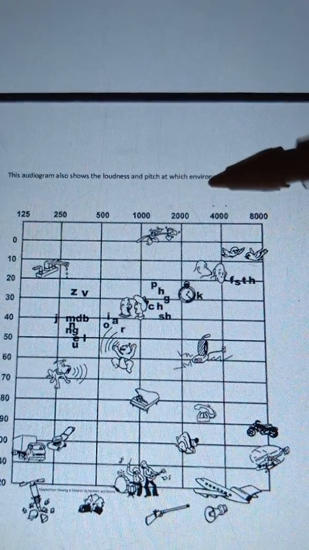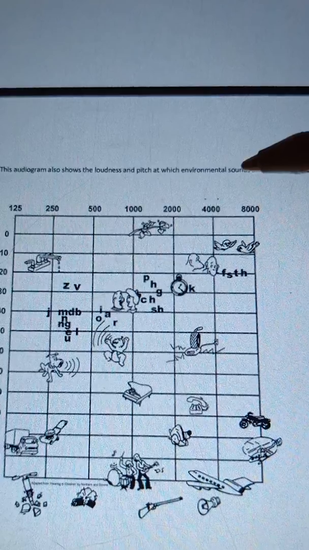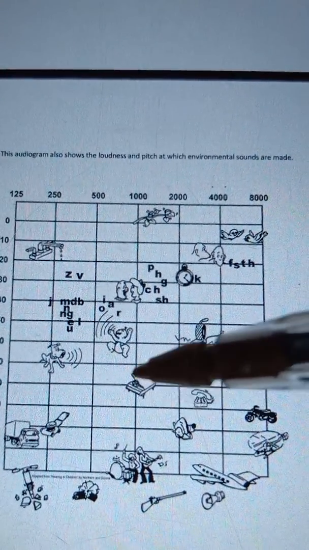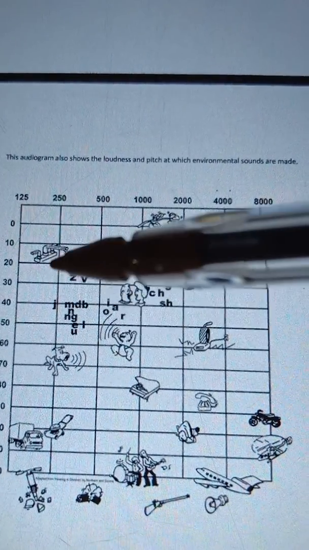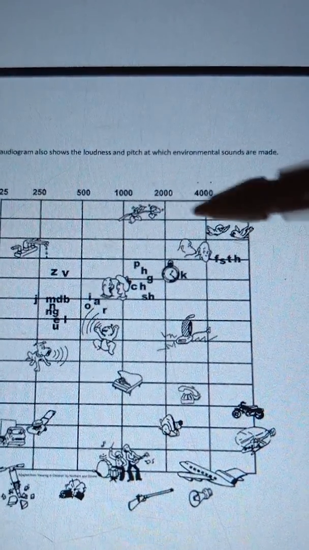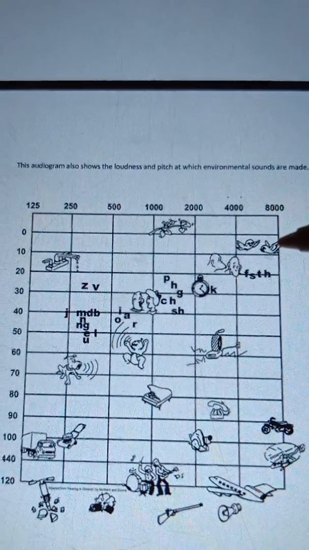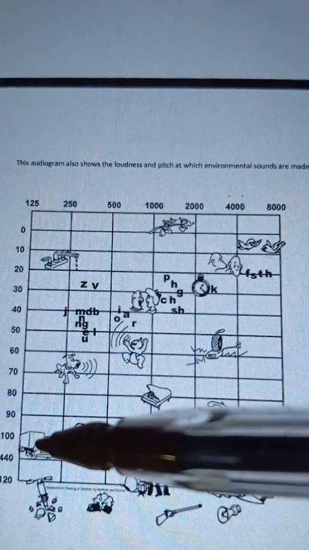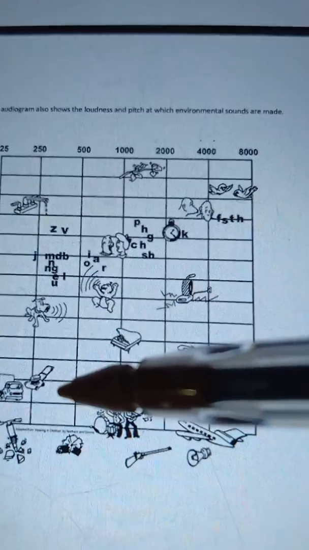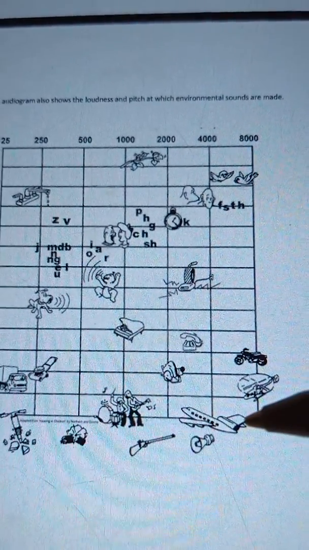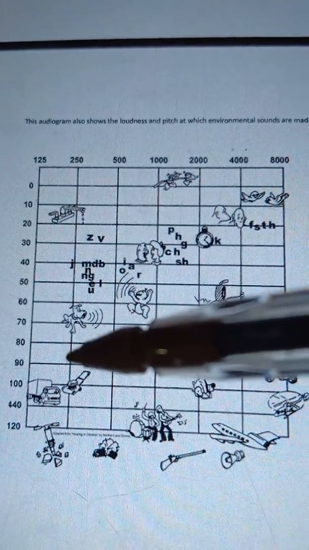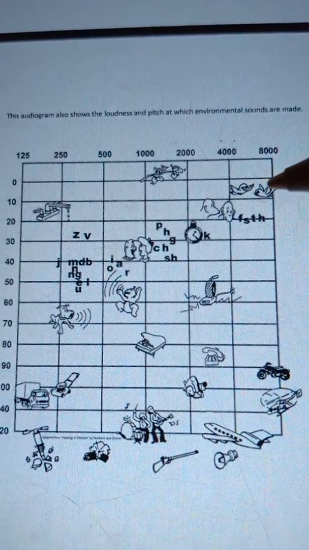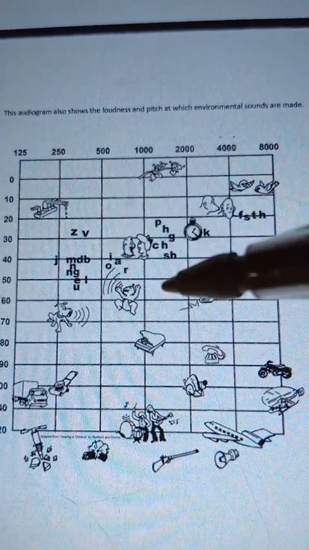This audiogram also shows the loudness and pitch at which environmental sounds are made. We have the motorbike here, the piano, children crying, tap water, rustle of leaves, birds chirping, 4,000 to 8,000 hertz, heavy-duty trucks, lawnmowers, rifle, aeroplane at the intensity of 90 to 100 decibels, high frequency, low frequency, mid-range.